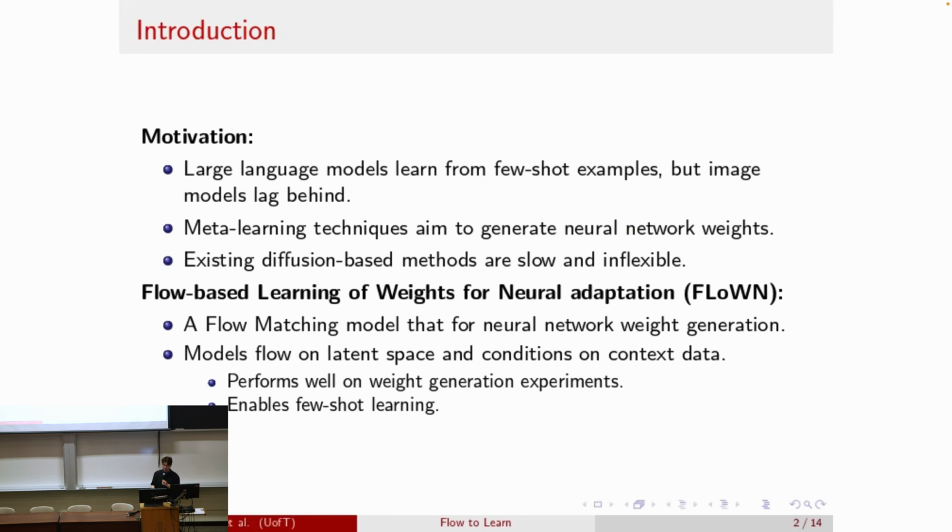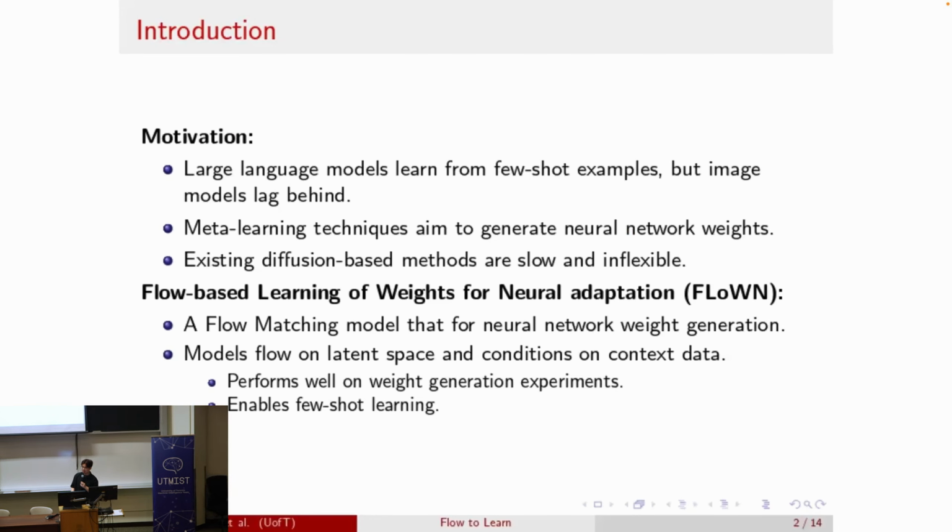So that's one conventional application, but more generally, this can be situated in the meta-learning literature, which is basically using the same training model to train on different tasks. And as a research question, we can ask: does our method perform well in these typical weight generation experiments, and does it enable typical applications like few-shot learning?